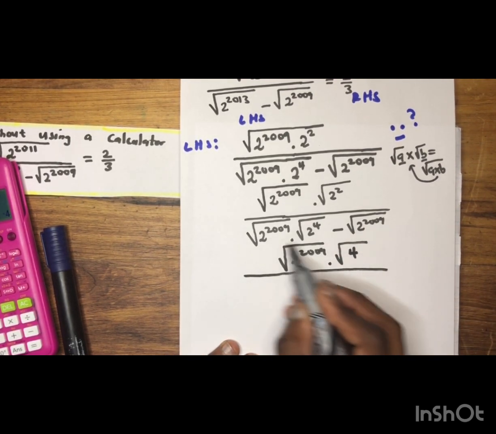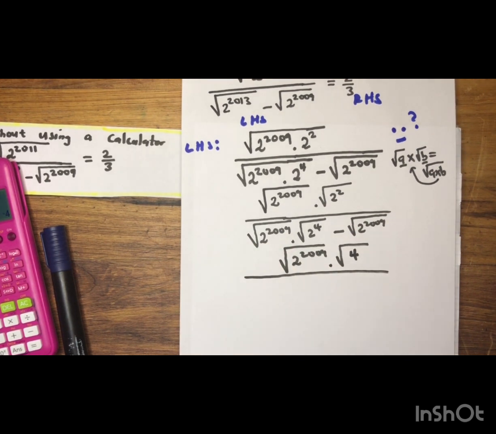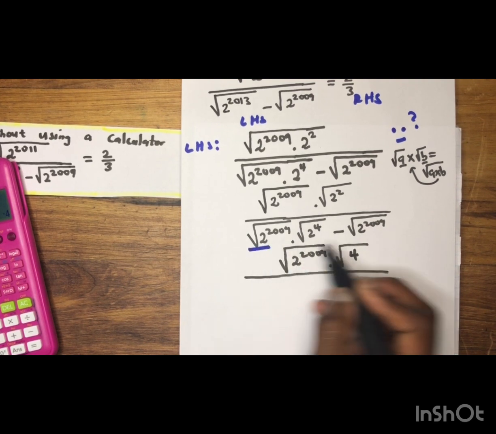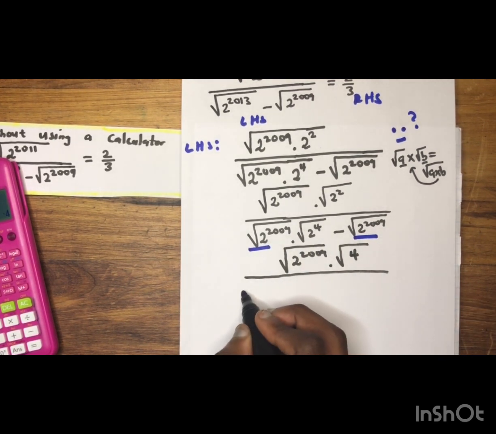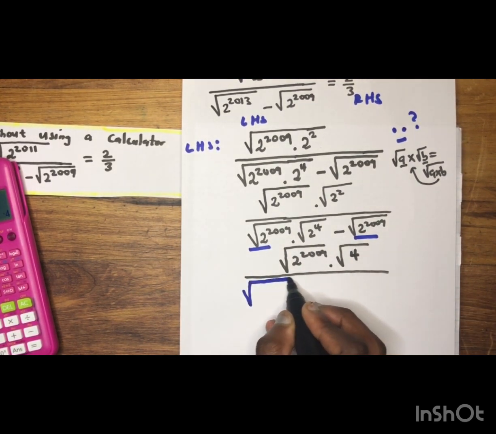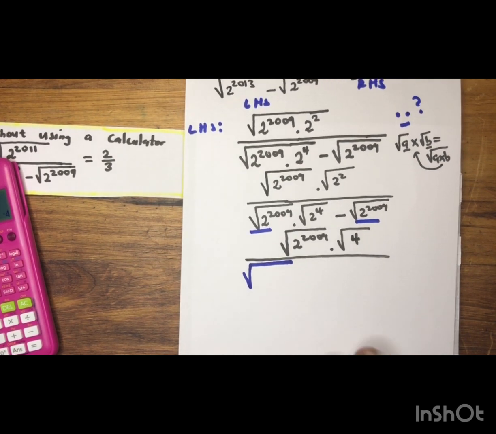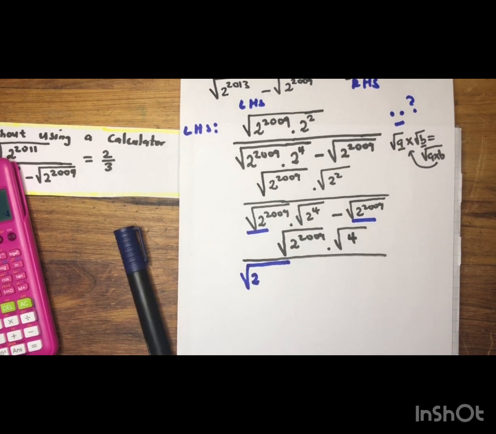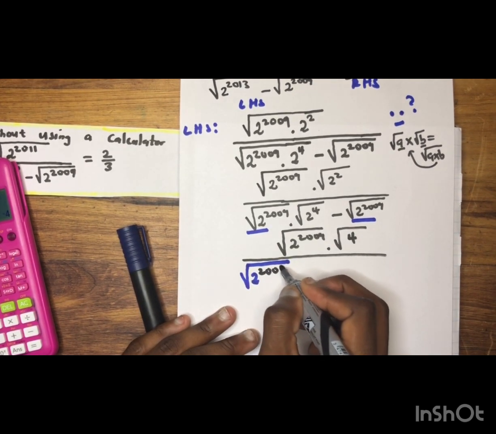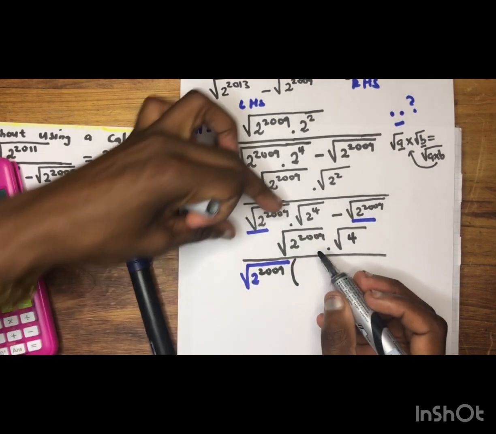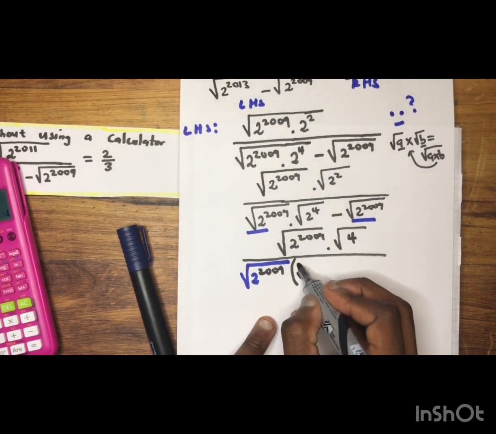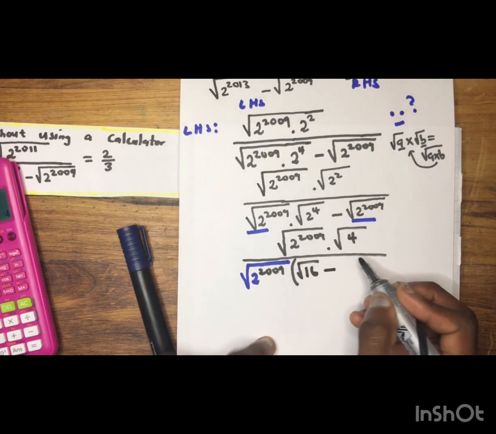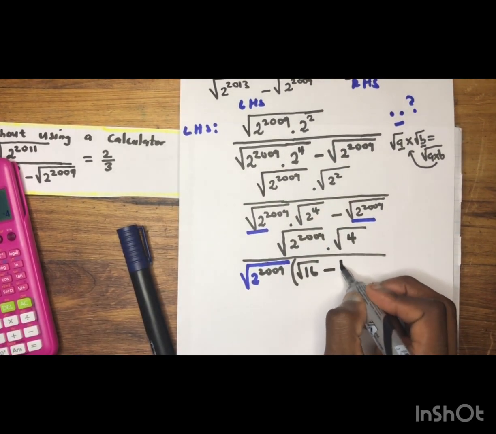Over, then what is common here? So we can see that, guys, square root of 2 to the power 209 here is common. So I'm going to take square root of 2 to the power 209 as a common factor. Then you open the brackets. If you take out this one, you are left with square root of 2 to the power 4, which will give you 16, minus, here we are left with 1.